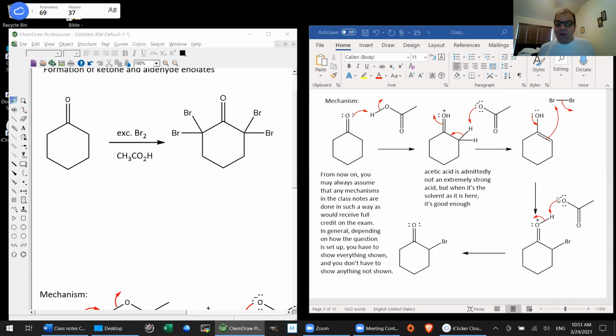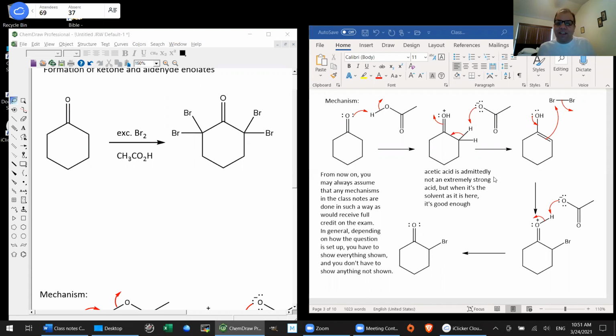Now all we need to invoke is another acetate ion to pull off that proton. Again, there's not going to be a really hugely high concentration of acetate ions, but with acetic acid being the solvent, I think that's good enough. You certainly would have some acetate ion that pulls off the proton, and we're done. And if we were then to go on with excess bromine, you would one by one, in no particular order, replace all of the other three hydrogens with bromines. So the mechanism looks something like that in acidic solution.